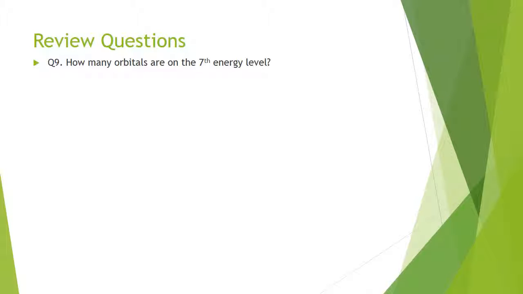All right, question 9. How many orbitals are on the 7th energy level? Hopefully you remembered that for any energy level, the number of orbitals is n squared. So here n is 7. 7 squared would be 49. So there are 49 orbitals on the 7th energy level.